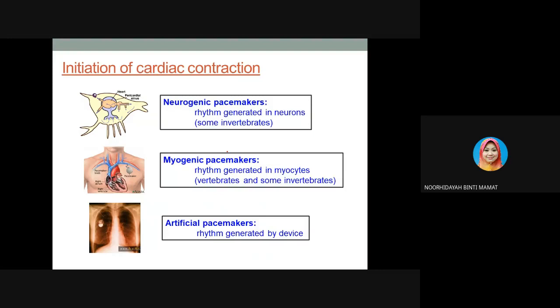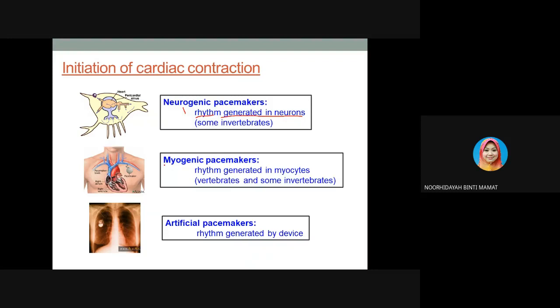so this is the initiation of cardiac contraction. Okay, permulaan untuk cardiac contraction. So we have three here, the first of which is the neurogenic pacemaker. So the neurogenic pacemaker is actually where the rhythm is generated in neurons. Okay, for example, in some invertebrates. Okay, the cardiac contractions are generated in neurons.